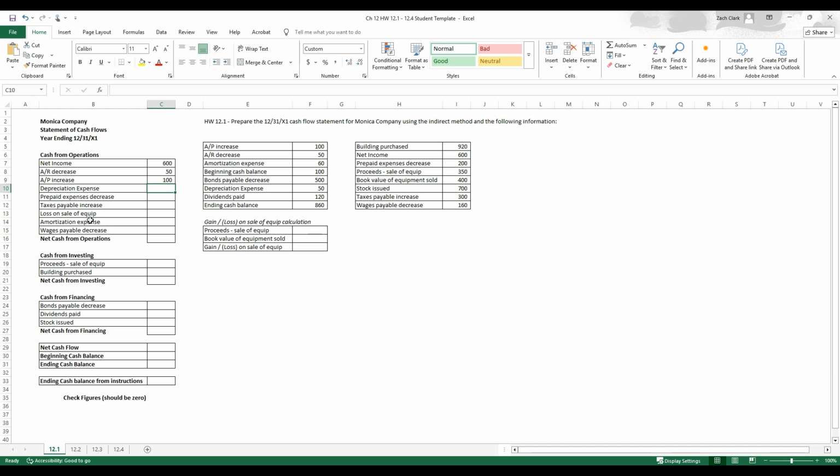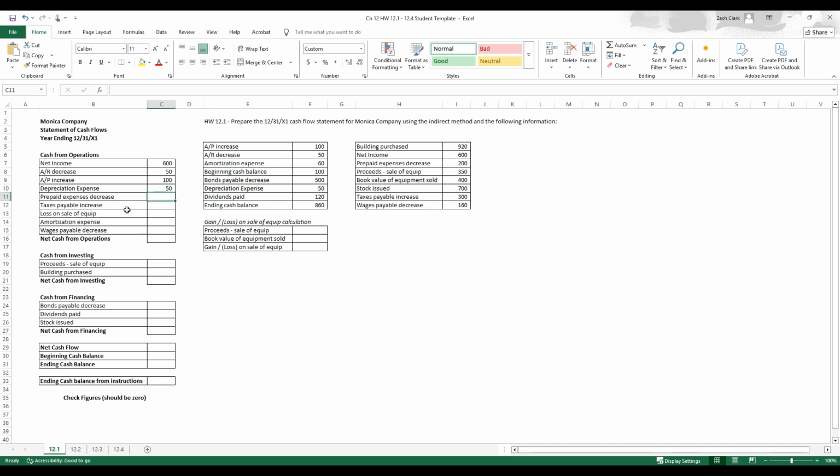As far as depreciation expense, remember that's a component of net income. It was somewhere up above, and we ended up with net income of 600. But it's a non-cash expense, and so we need to add that back to get just the pure cash flow impact from operations. So we're going to make that positive.